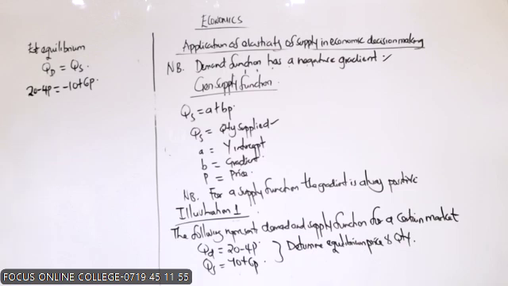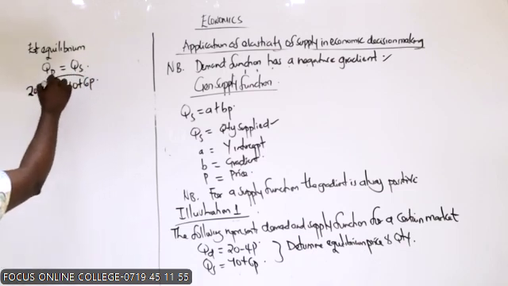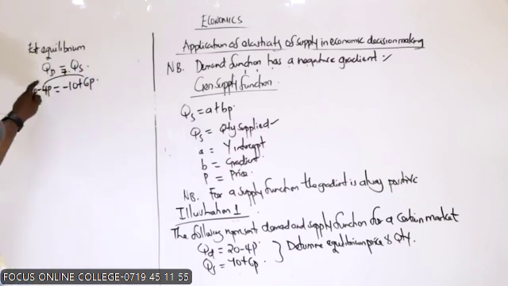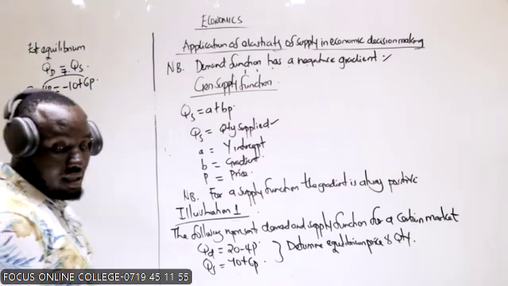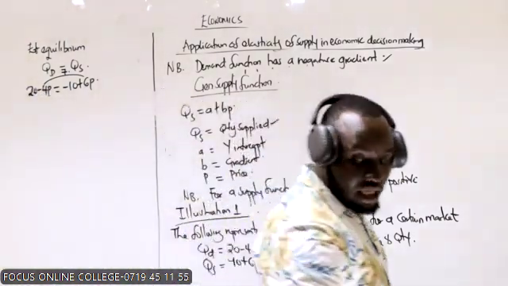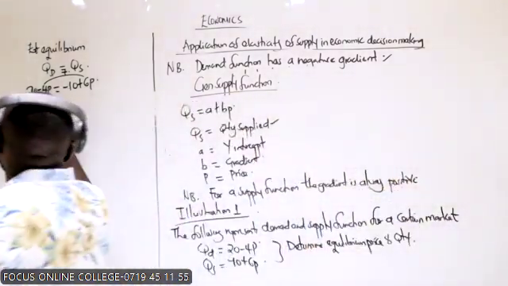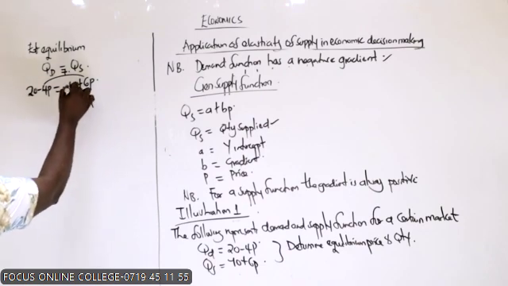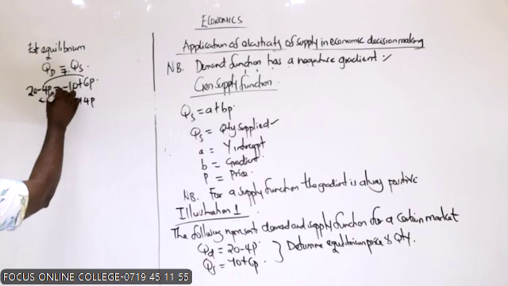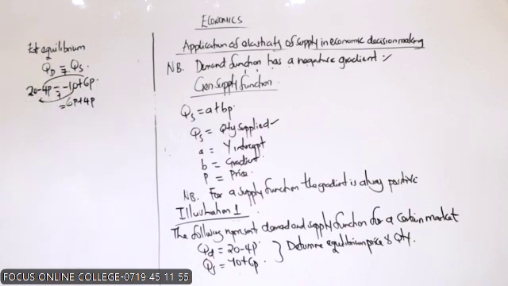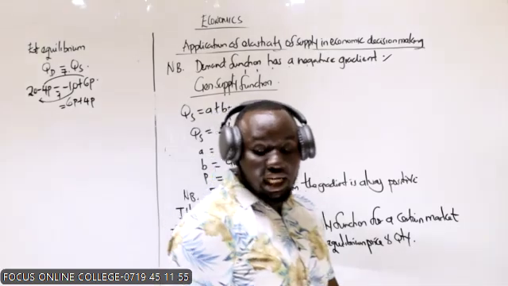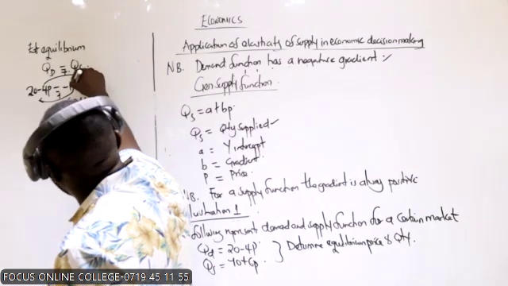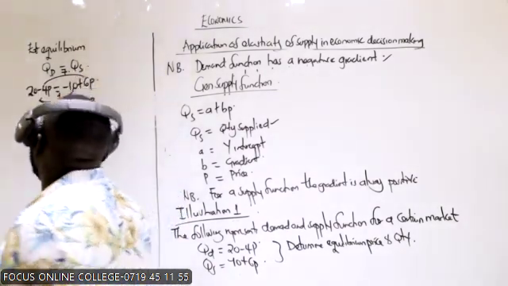So we collect the like terms. Bring negative 4P to the other side. What does it become? It becomes positive, so on the other side I have 6P plus 4P. Then negative 10, when I take it to the other side, also becomes positive. Are you seeing that?